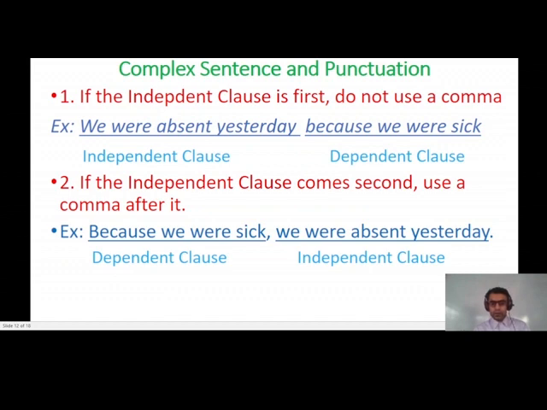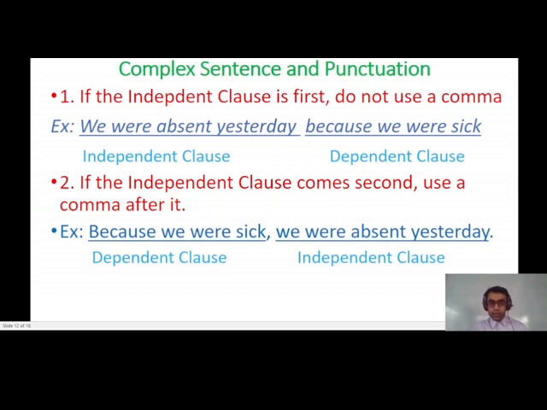Complex sentences and punctuation. Now we need to talk about how to punctuate our complex sentences. There are two things we need to discuss. First, if the independent clause is first, do not use a comma. This means if you put the independent clause first, you do not need to put a comma. We usually have two clauses in complex sentences, an independent clause plus a dependent clause. For example, we were absent yesterday because we were sick.